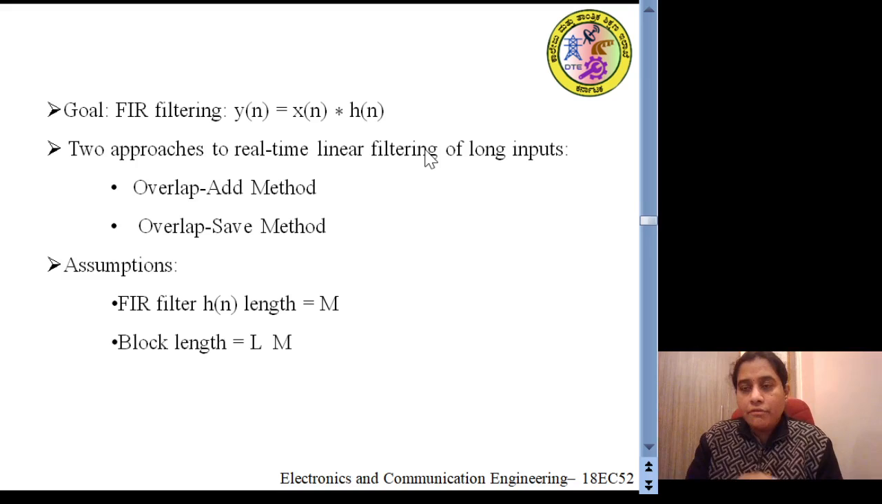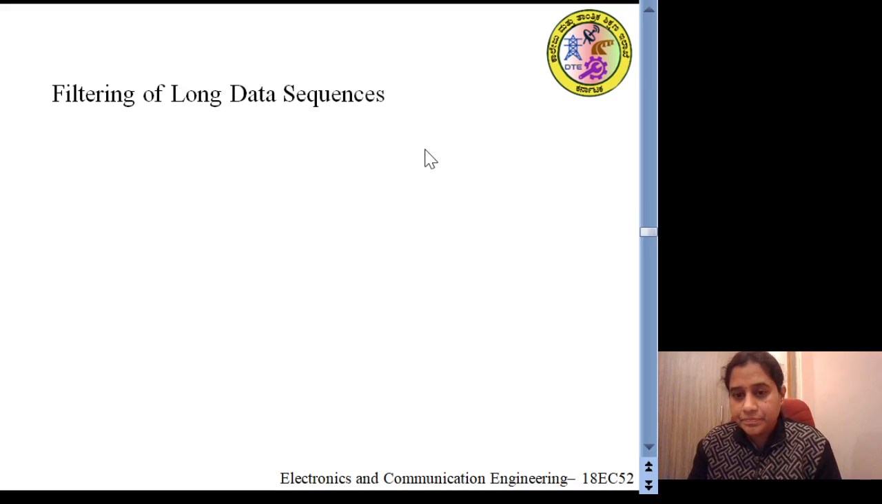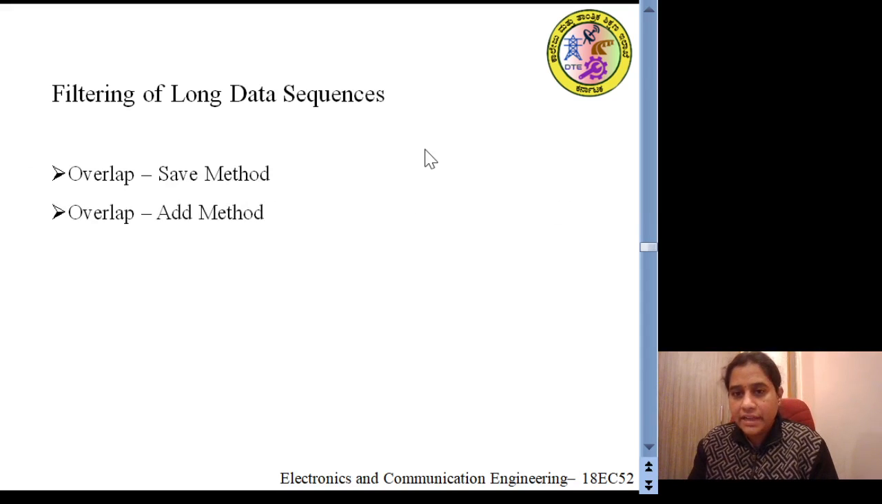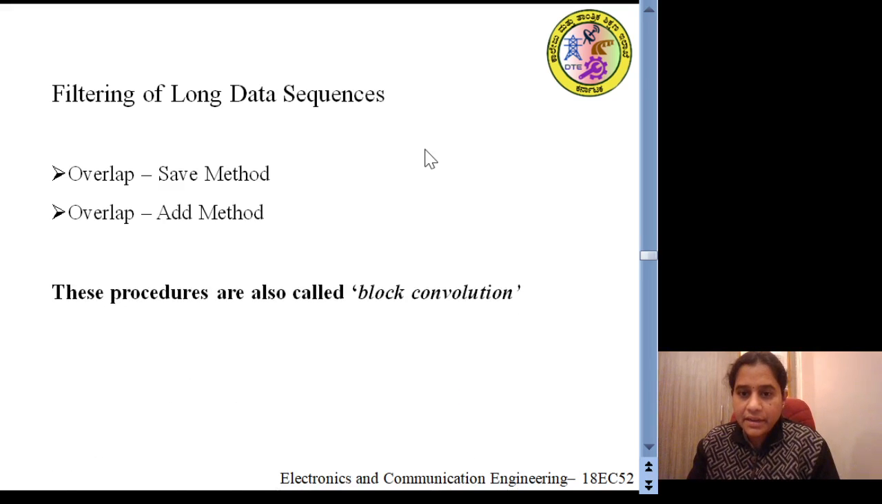Then we will be assuming the length of the block, that is, the blocks into which we divide the input signal, has length L. Now let us consider filtering of long data sequences. As we considered, there are two methods: one is the overlap save method and another is the overlap add method.